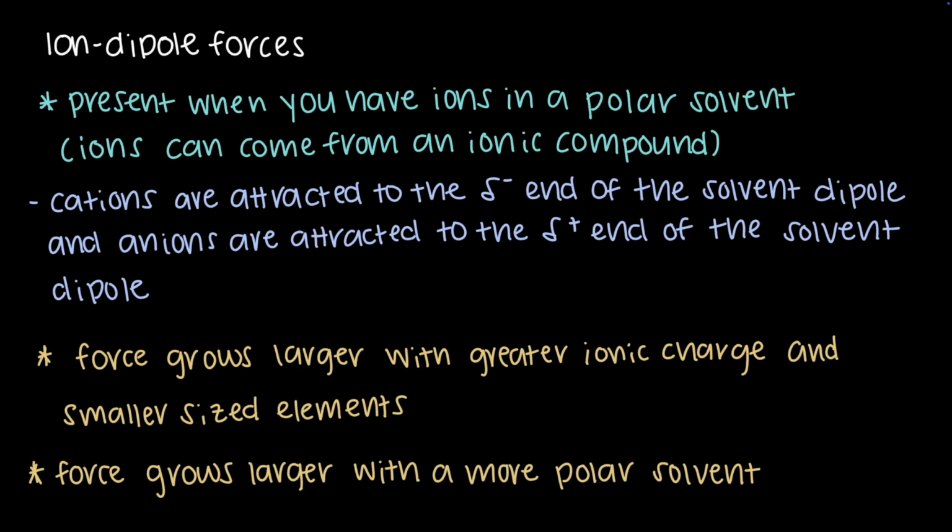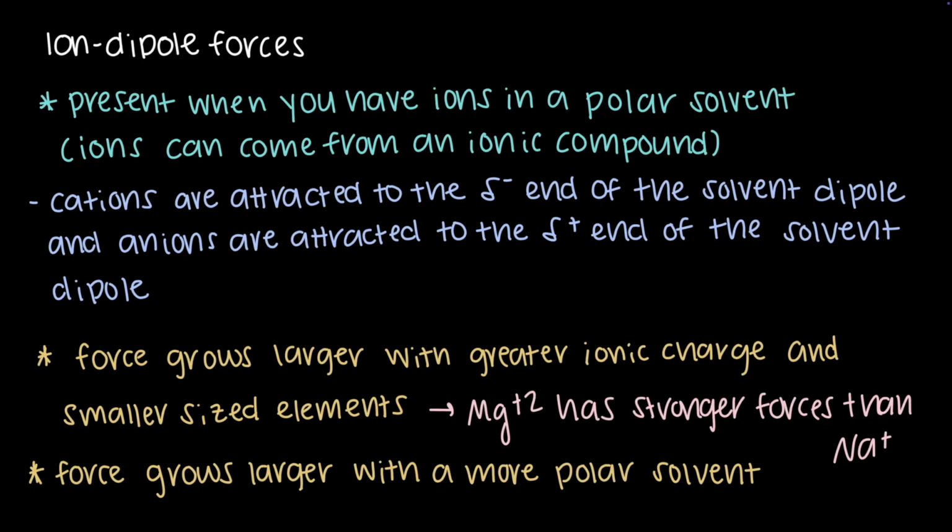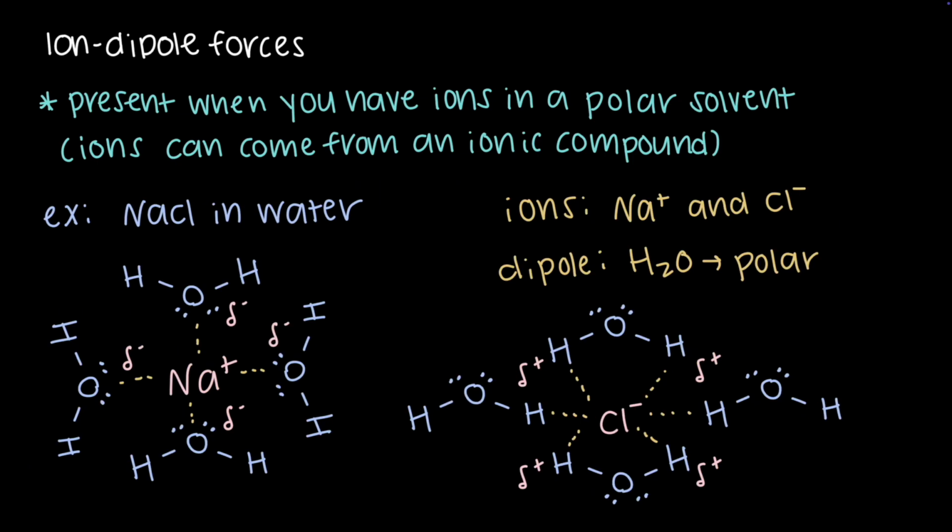Ion-dipole forces show up whenever ions interact with a polar solvent. Cations line up with the negative end of the solvent dipole, and anions line up with the positive end. The attraction grows stronger with larger ionic charge and with the larger dipole moment of the solvent. Mg2+ in water experiences even stronger ion-dipole interactions than Na+ because of its higher charge density. An example we see often is NaCl dissolving in water. We have the ion NaCl in the dipole H2O.